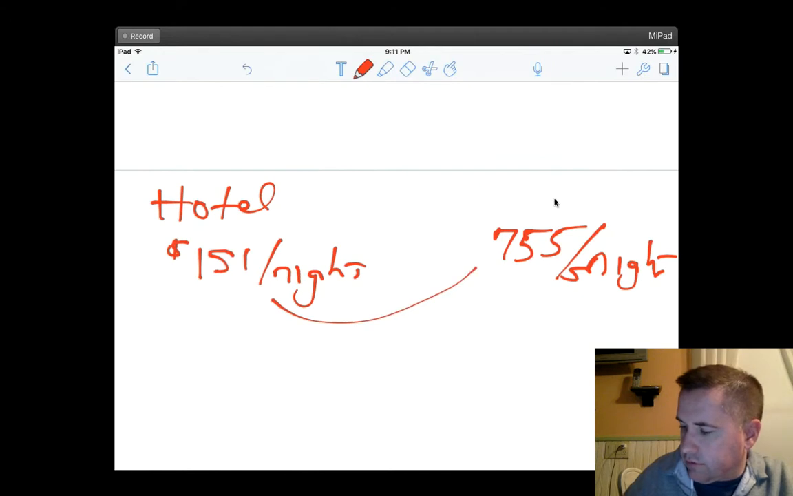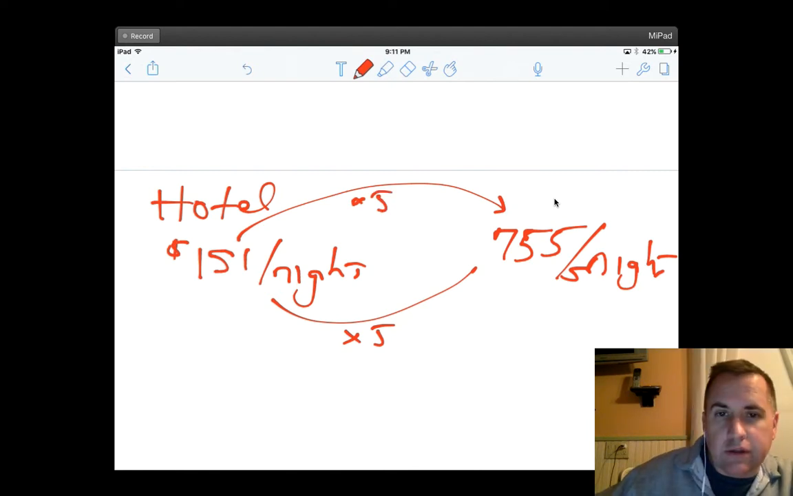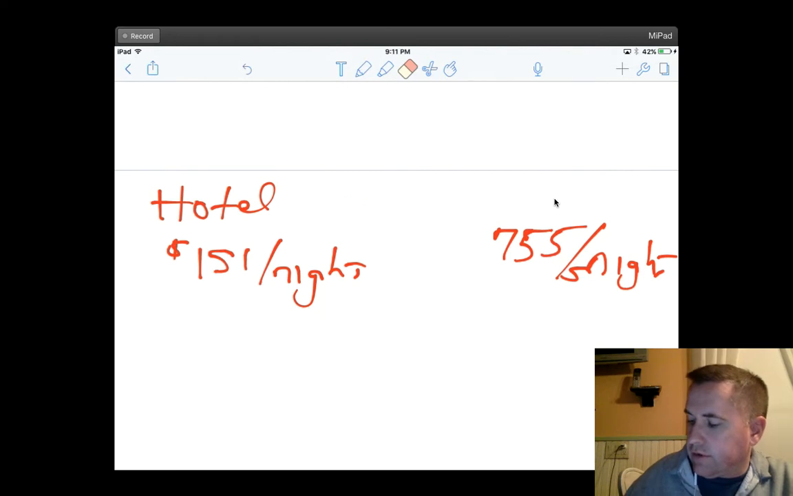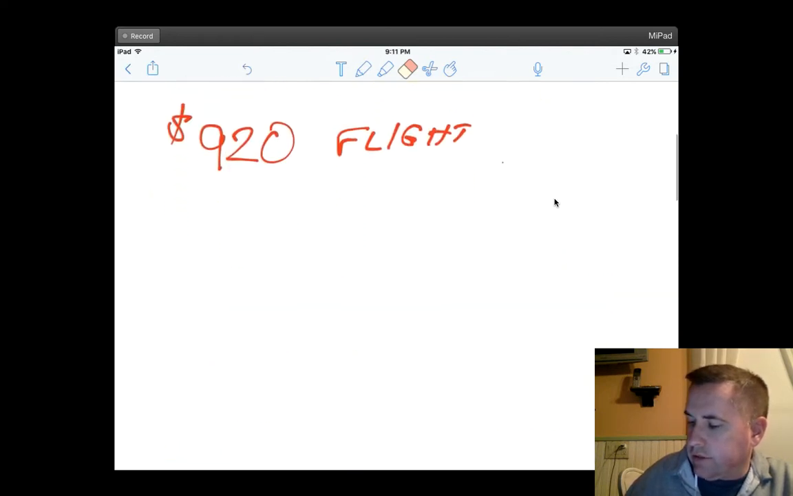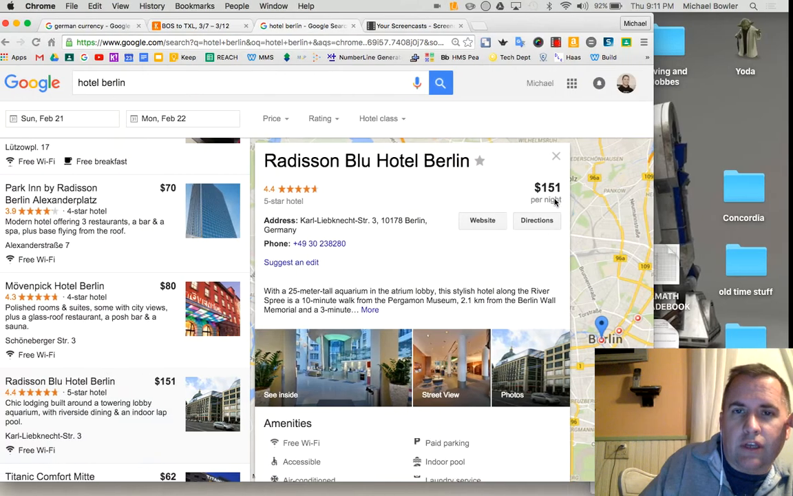It's just a rate conversion. All I did was multiply the price per night times 5. So it's just a rate conversion here also. All right, let's go back here to our flight information.